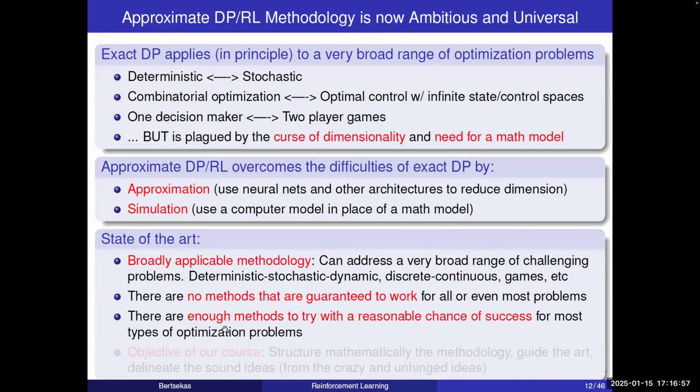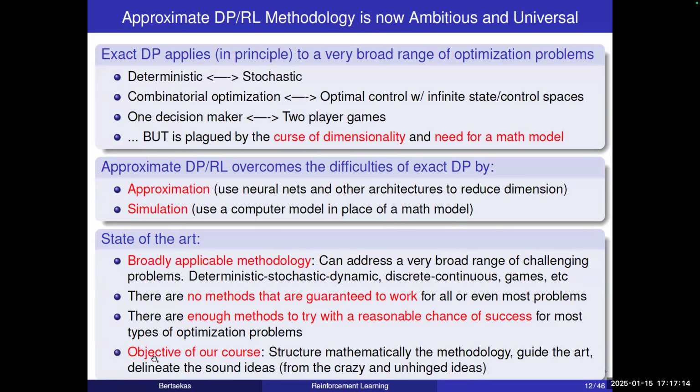On the other hand, there are enough methods to try. There are many different methods that you can try with a reasonable chance of success for each one. And if you can find the right method and you can try the right method, you may be lucky and it may work for you.